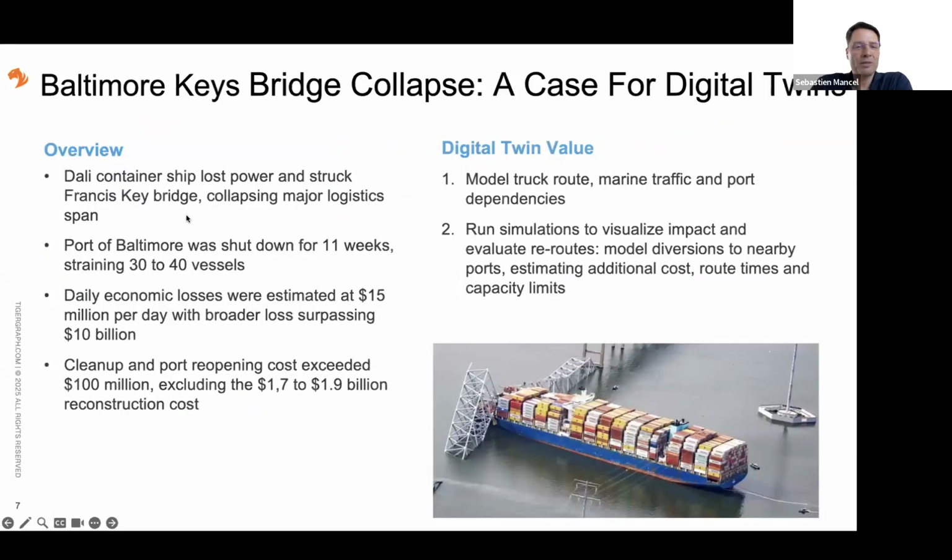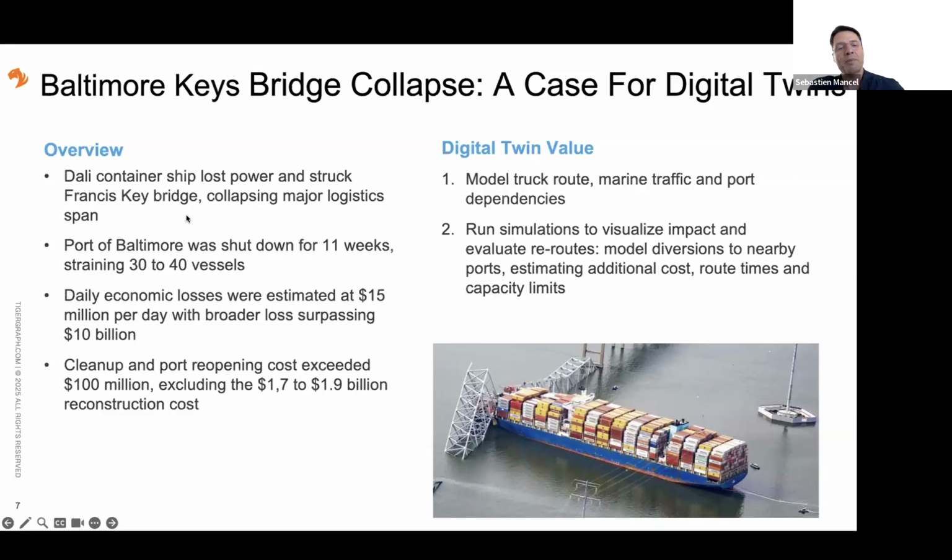Another example is the Baltimore Bridge collapse, really showing how fragile interconnected systems can be. In March 2024, a container ship lost power and collided with the Francis Scott Key Bridge, causing the entire structure to collapse into the shipping channel. So the impact was swift. The Port of Baltimore was shut down for 11 weeks, one of the busiest ports on the East Coast. And economic losses were estimated at $15 million per day, with total financial impact exceeding $10 billion.